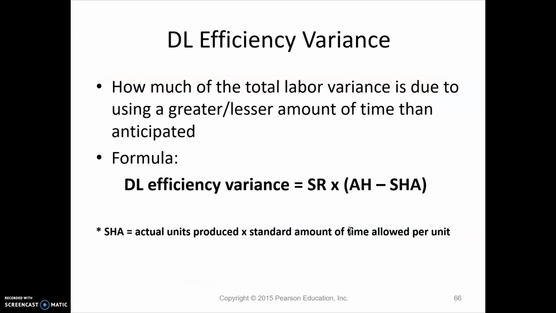Now let's look at the efficiency variance. How much of our direct labor variance is because we used a different amount of hours than the standard? So we're going to take the standard rate and multiply it by the actual hours minus the standard hours allowed. And the standard hours allowed is how many hours would we have used if we met the standard for every unit. So we take the actual units produced and multiply it by the standard amount of time it should take to make 1 unit.